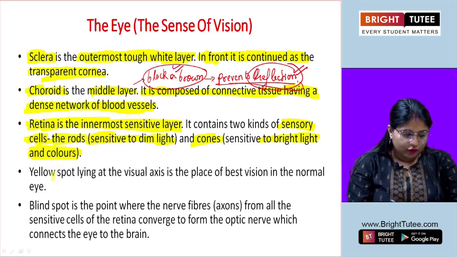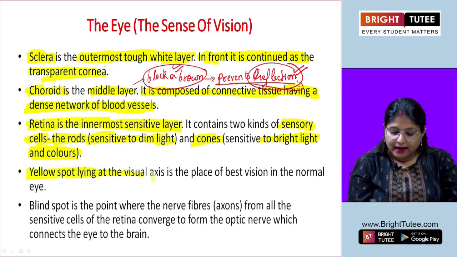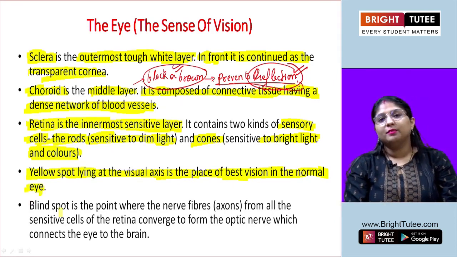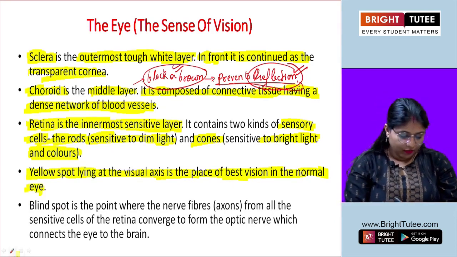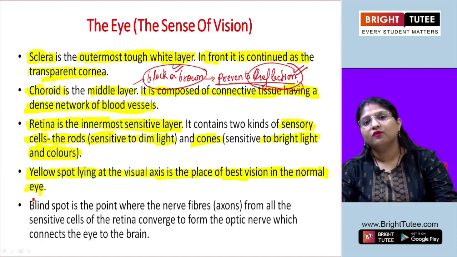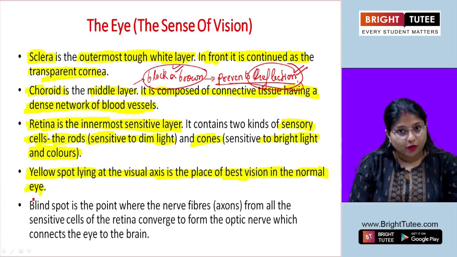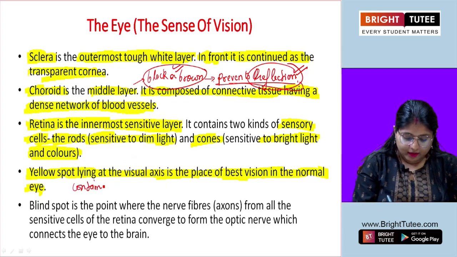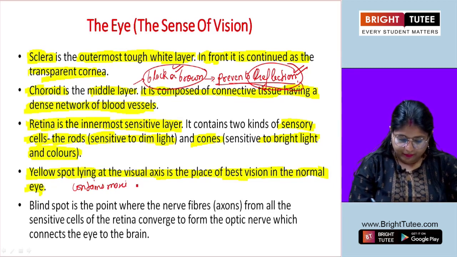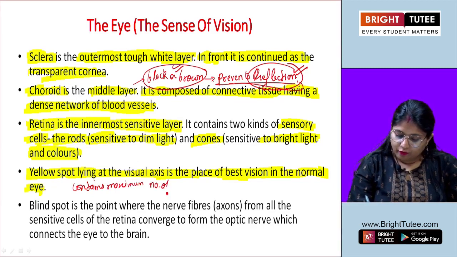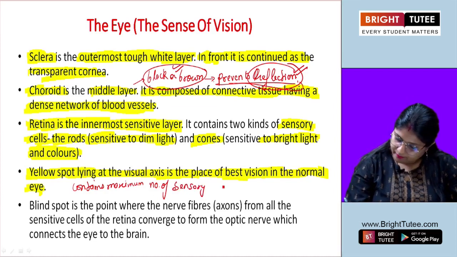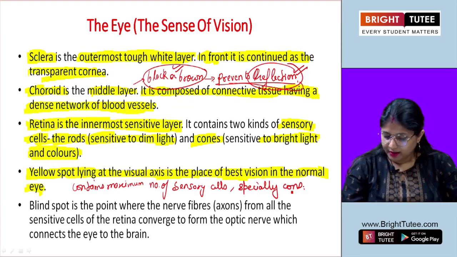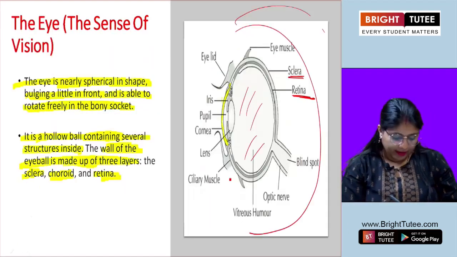Now, there is a yellow spot which is present. The yellow spot, lying at the visual axis, is the place of best vision in the normal eye, right. So, the yellow spot is the place where the image is formed, and this is the place where best vision takes place. That means the image that is formed is accurate and we are able to see the image properly, right. So, this is the one which contains the maximum number of sensory cells, especially cones, right.